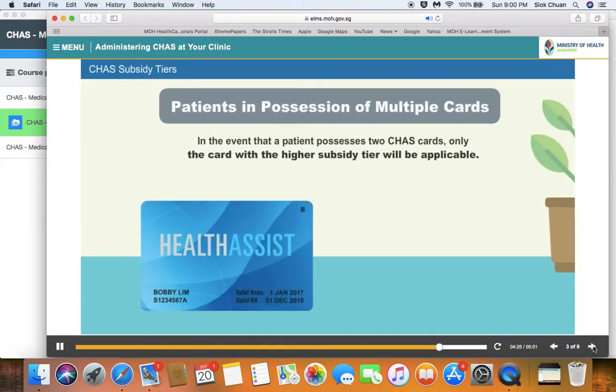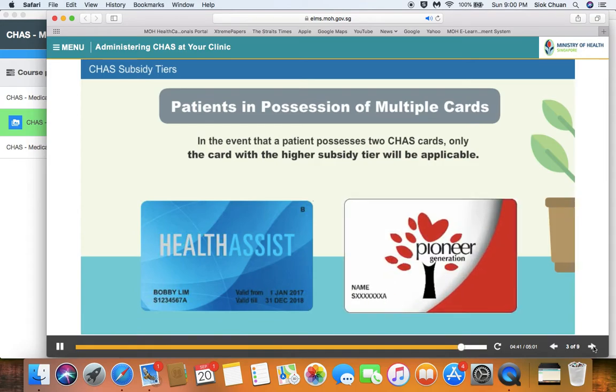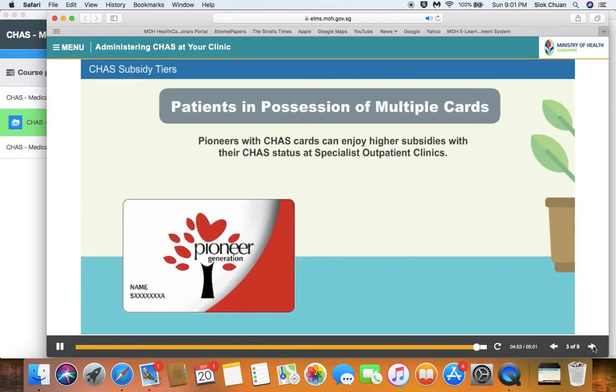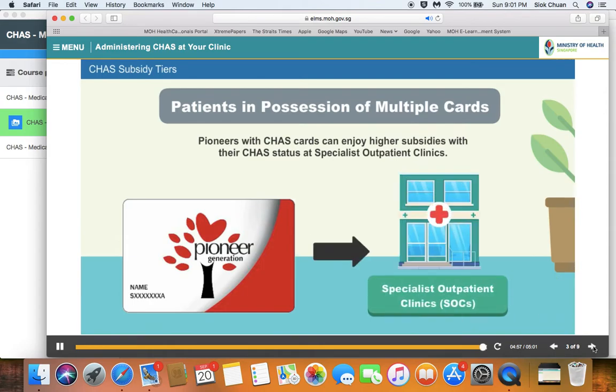In the event that a patient possesses 2 CHAS cards, only one card is applicable, which is the one with a higher cap amount. Please check on your patient's CHAS status before the treatment and before giving subsidy to the patient. For instance, if the patient is holding on to both a PG card and a CHAS Blue card, the card with a higher subsidy is applicable, and in this case, the patient would get subsidies related to the PG card. Pioneers with a CHAS card can enjoy higher subsidies with their CHAS status at specialist outpatient clinics.